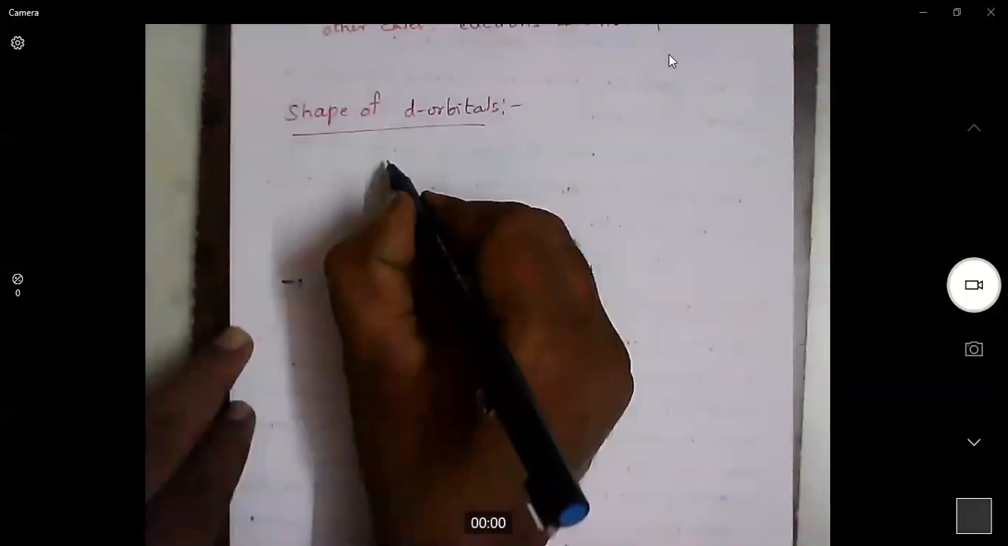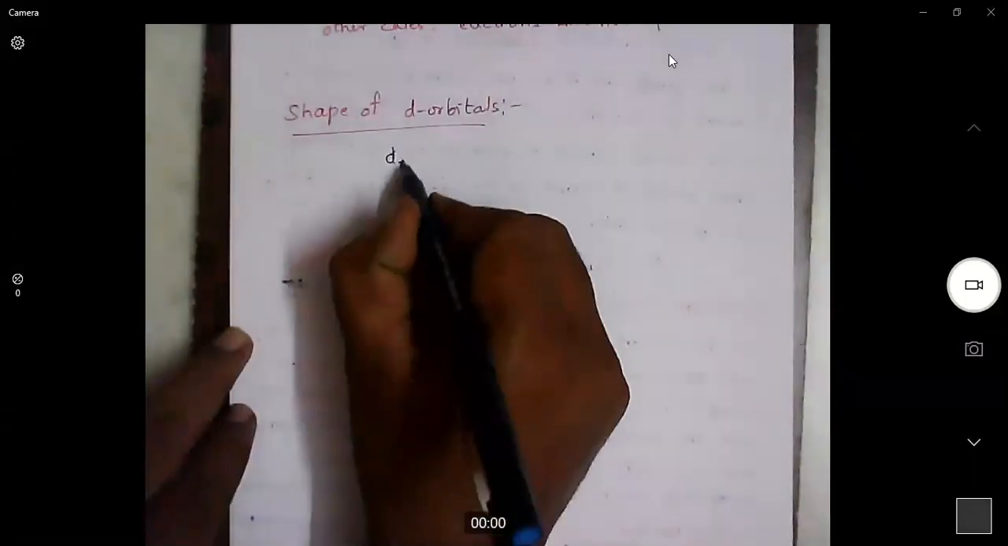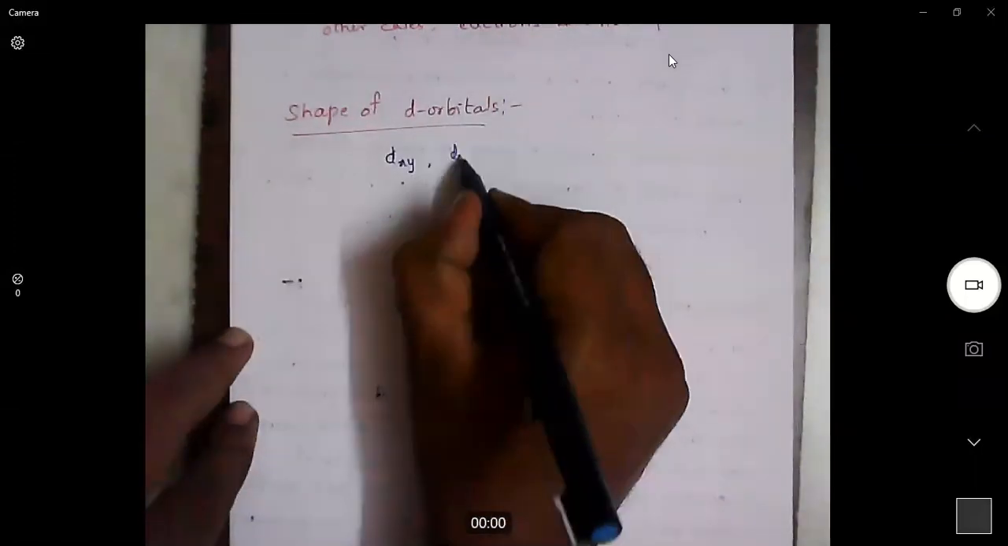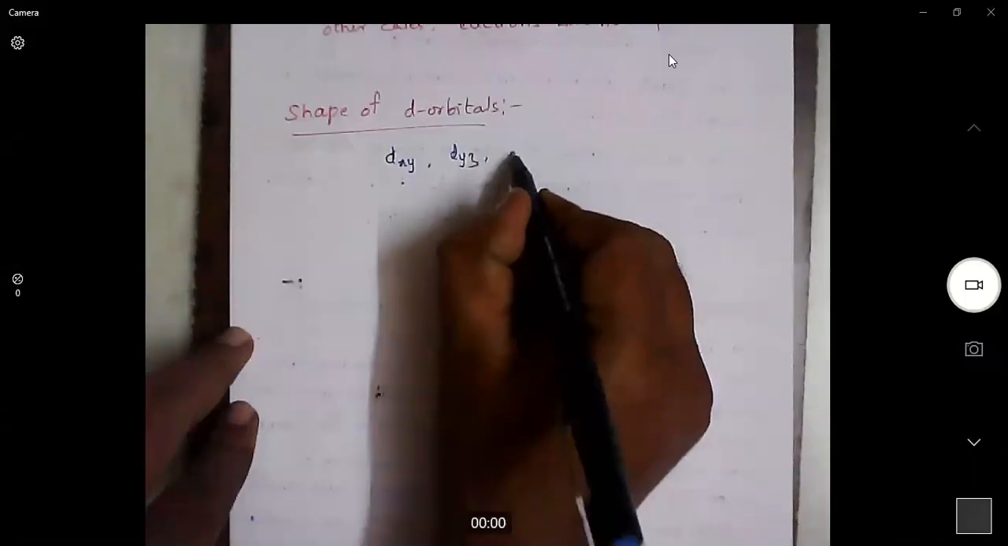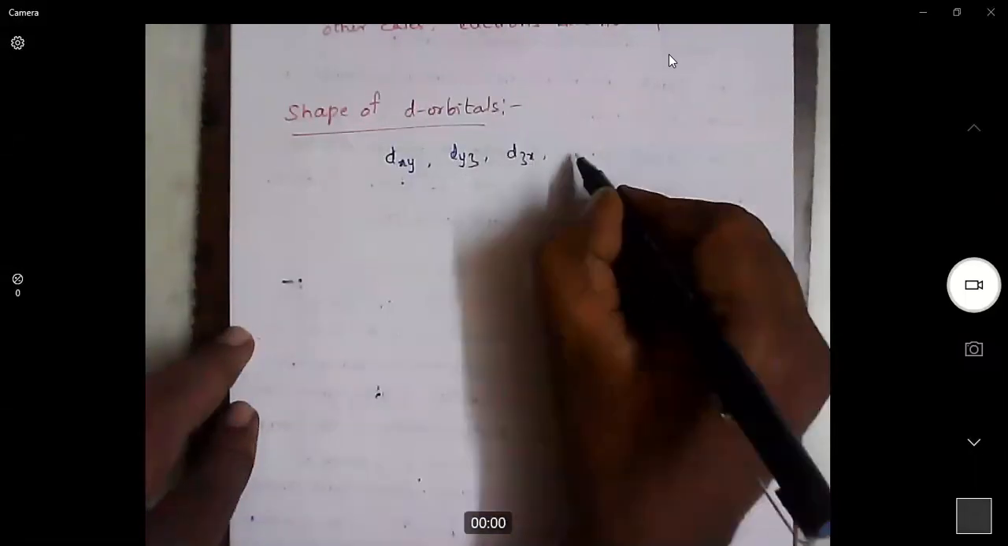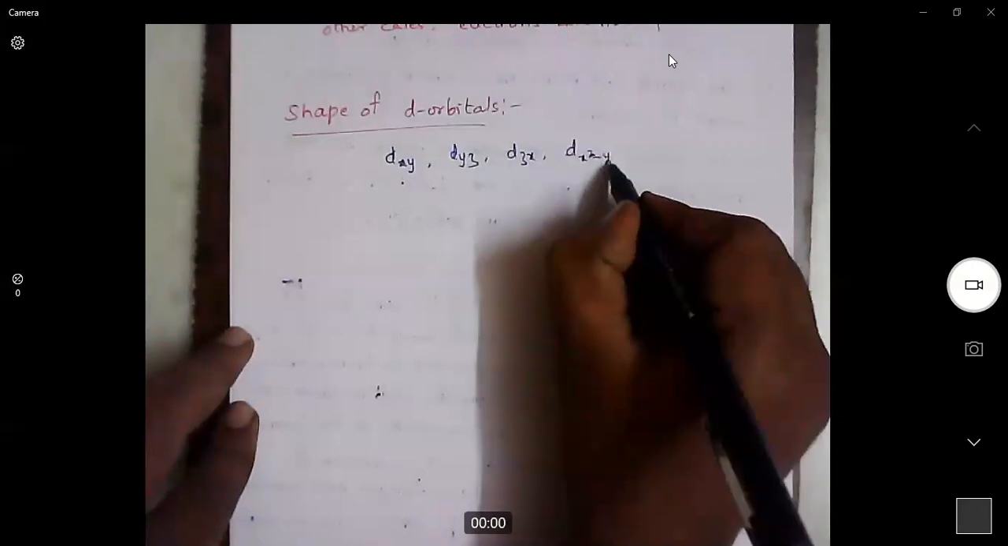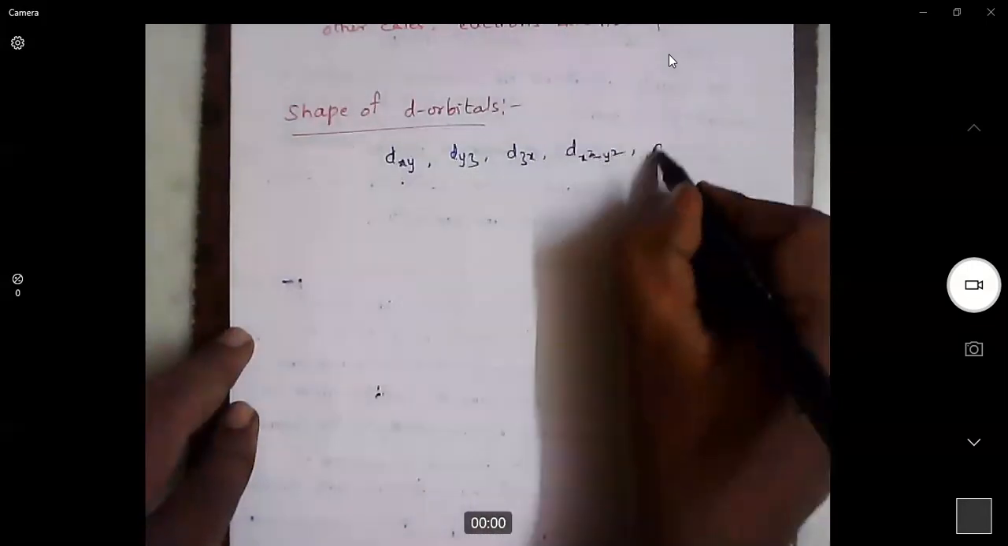In this class, we will discuss crystal field theory. Before that, we need to know the shape of d orbitals. As we know, there are 5 d orbitals. They are dxy, dyz, dzx, dx square y square, and dz square.